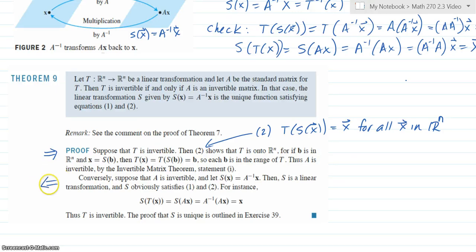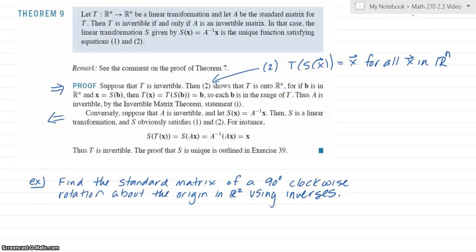Conversely, we're going to go this way. We're going to suppose A is invertible and show T is invertible. So if A is invertible, we're going to just do what I did up here. We found it: S of x is equal to A inverse x. And S is a linear transformation, so if you do the check that I did, you're going to get S of T of x equals x. In fact, I did it both ways. Therefore, T is invertible.